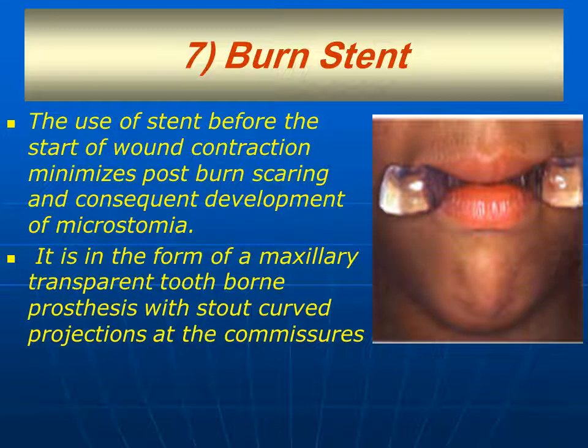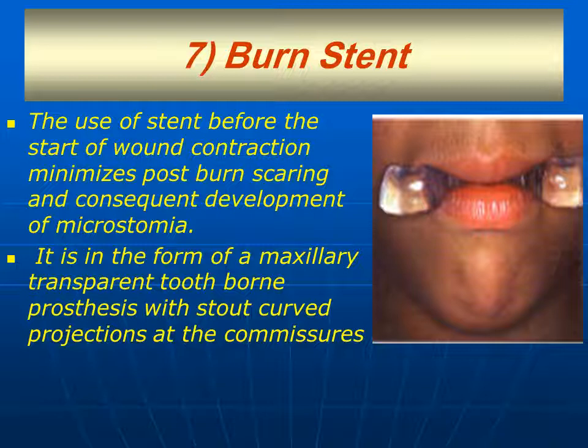That's to say, the use of this stent before the start of wound contraction will minimize the post-burn scarring and consequent development of microstomia. You know, after burn, microstomia formation, in which microstomia denotes very small mouth opening. It will be very difficult for these patients for eating, for brushing, for making an impression to construct a prosthesis. Therefore, this burn stent is very useful in these situations.